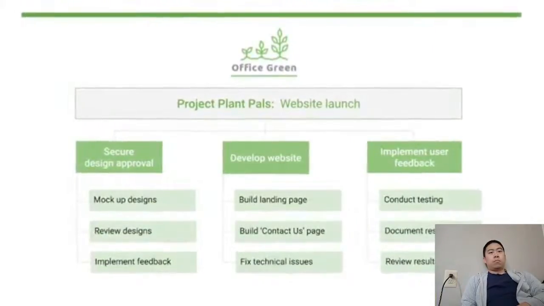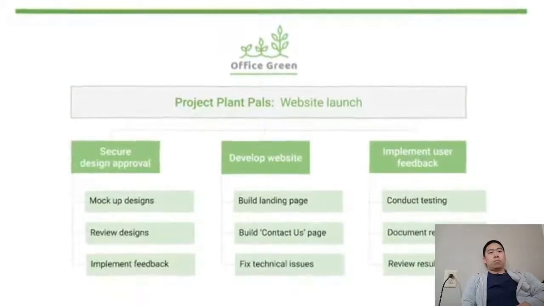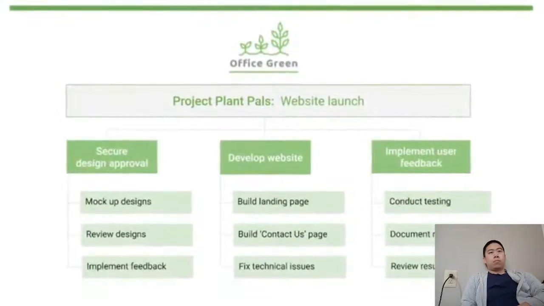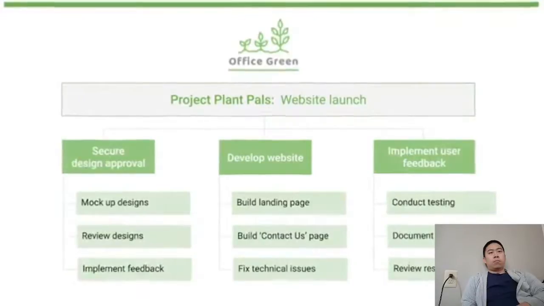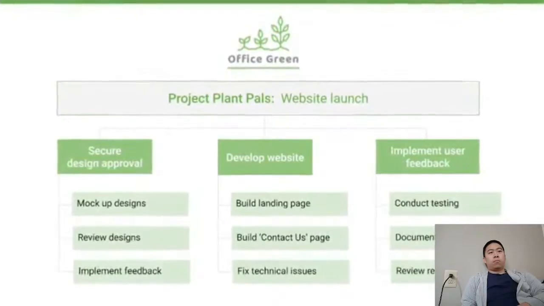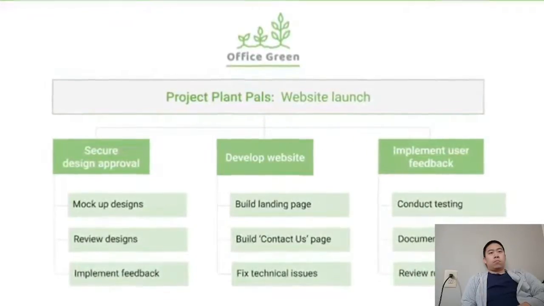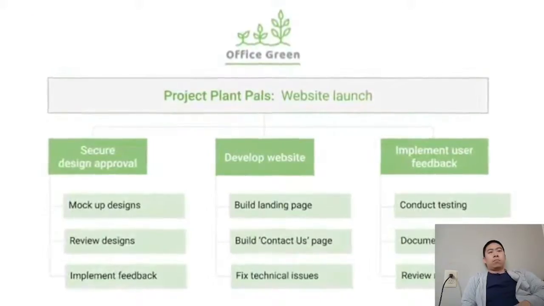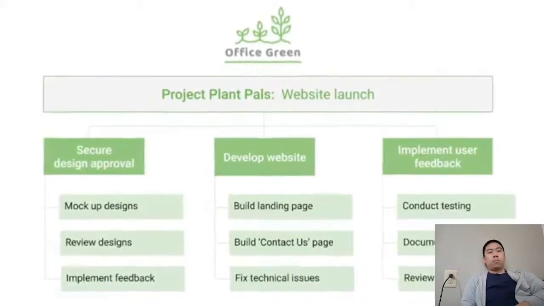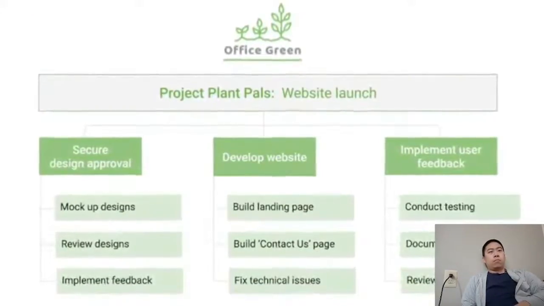The second level of our diagram breaks the project down into 3 milestones. These include securing design approval, developing the site, and implementing user feedback. At the third level of the chart, we can see each of those milestones gets further broken down into a series of project tasks. For example, tasks listed beneath your design approval milestone include mocking up designs and collecting feedback.